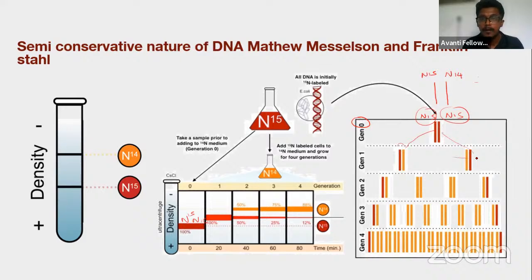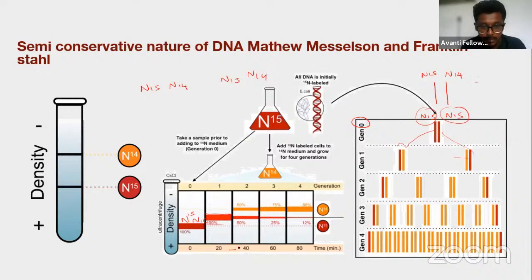Now what do we have? When I do the density gradient centrifugation again, I will get only one band, slightly above the first. I'll get an intermediate band. Why? Both DNA molecules have one N15 strand and one N14 strand, one heavy and one light. So it will float a little bit above the N15, N15 band.